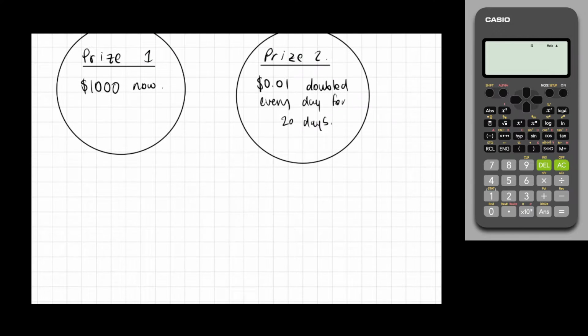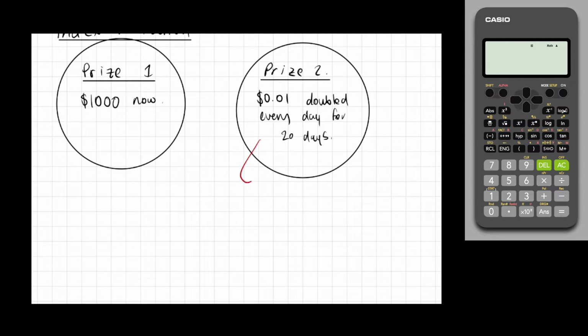But how much are we actually going to get from this second prize? Well, 1 cent, this is day one. Day two, it would be 2 cents, so in total you get 3 cents. Then after this it'd be 4 cents, and then 8 cents, and that's 4 days already, and you've only made 13, 14, 15 cents. That doesn't seem like a lot.